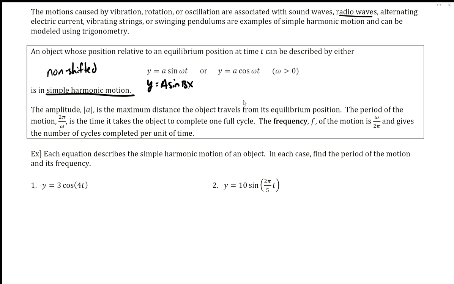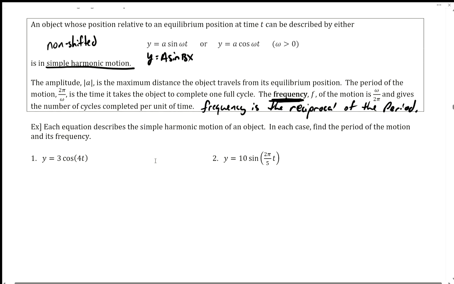Then there's one new piece of vocabulary, frequency. The frequency is the reciprocal of the period. It's written in a different way, but I think if we just state it like that, frequency is the reciprocal of the period, that's easier to work with. So we'll see that right now.